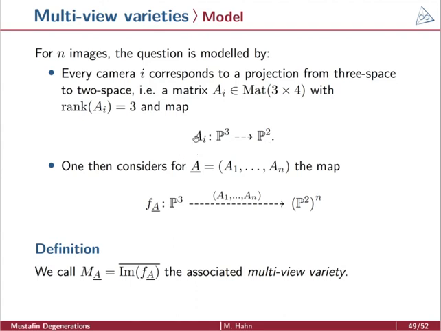And then one collects all these matrices A_1 to A_N in a tuple, and one associates this map F_A from P^3 to (P^2)^N, which is once again a rational map, given by the map A_i in the ith factor. So the map to the ith factor of (P^2)^N is given by A_i. And then the closure of the image of this map is called the associated multi-view variety.